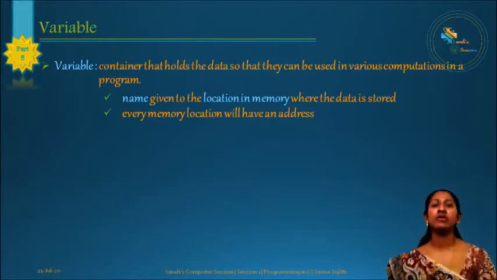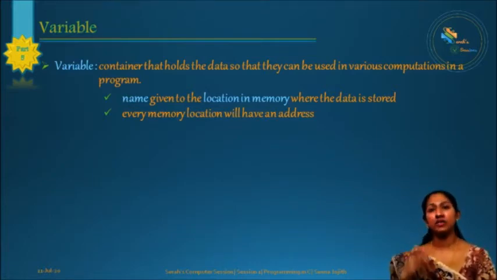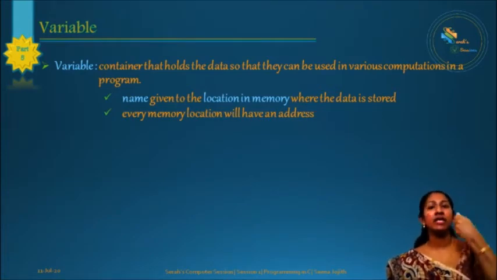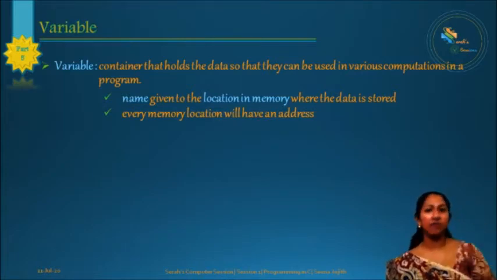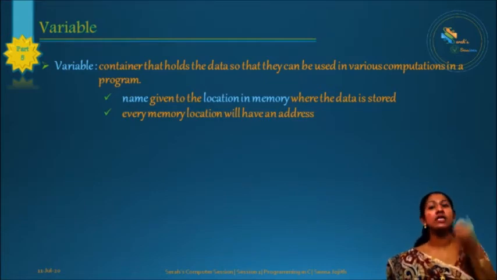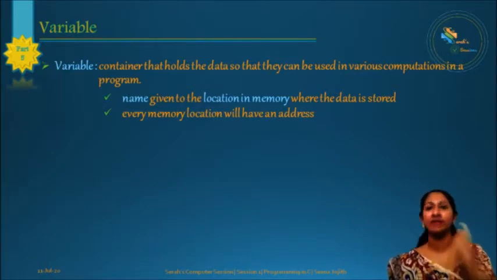But for a briefing, I should say the data should be stored in memory locations so that the compiler, or the computer operating system, can access those data during program execution. Then only we can get our desired result. So variables are used as names for the memory locations where the data is stored.